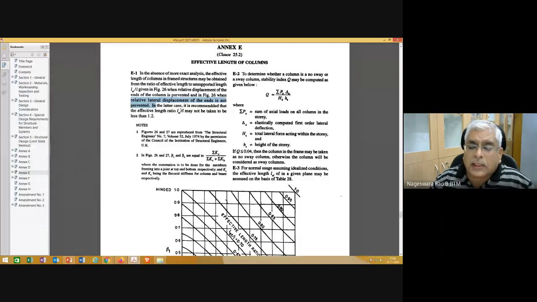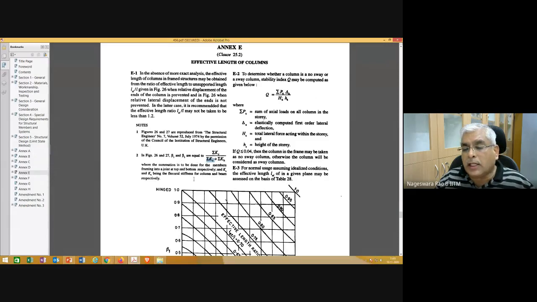Whether the relative displacements are going to be there or not depends on the end conditions of the column. The end conditions of the column depend on the elements that are framing into that particular end, on the flexural stiffness of the columns and beams that are framing into that particular joint.